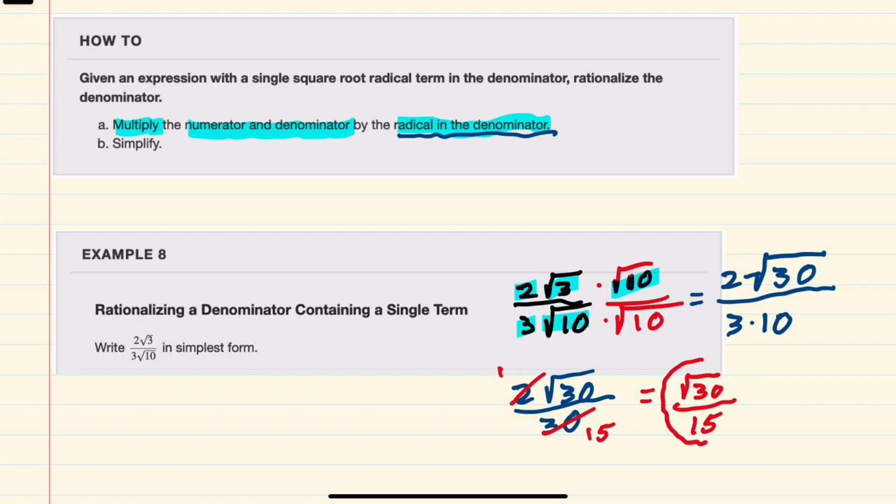I can't simplify any further because the radical will not simplify, and I can't cancel with the 30 under the radical and the 15 not under a radical. So this is in its simplest form.